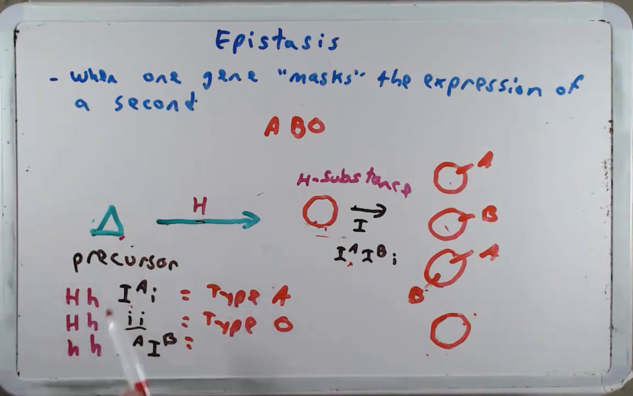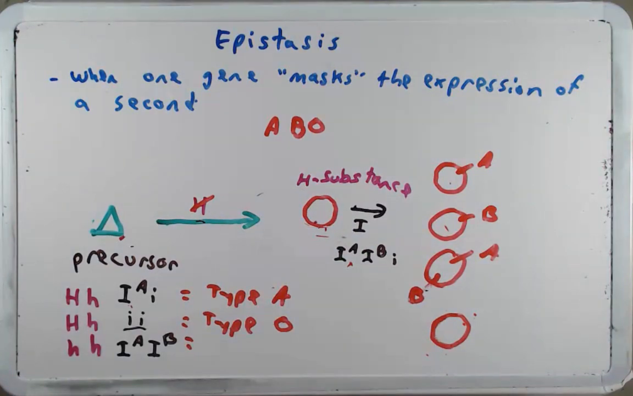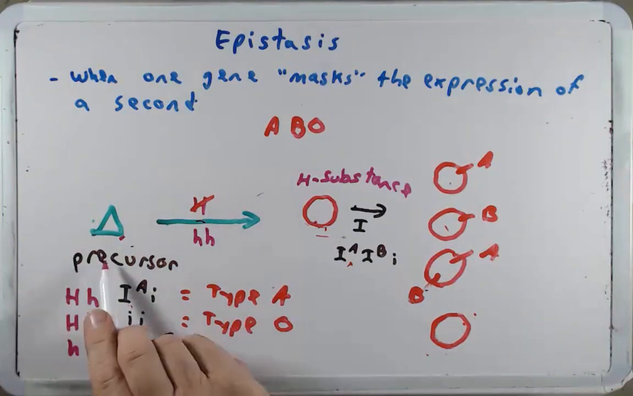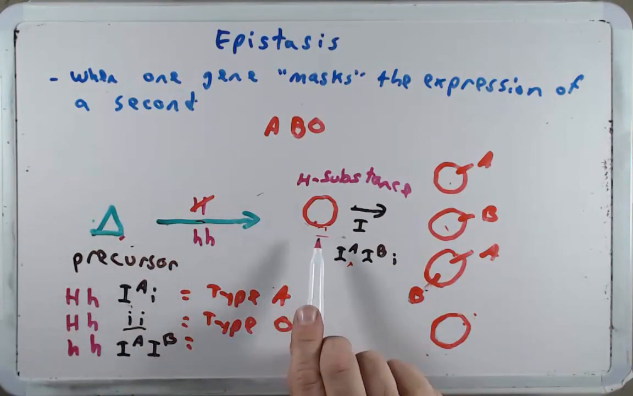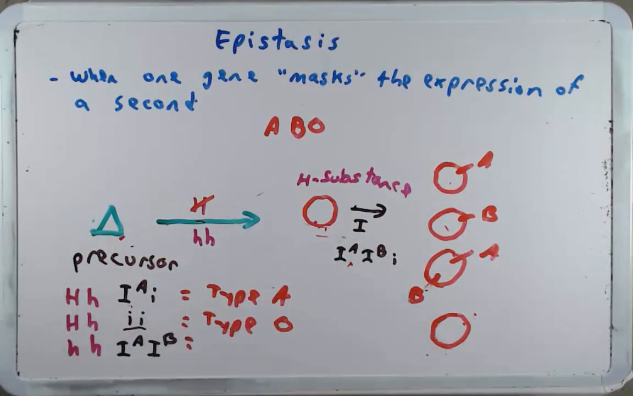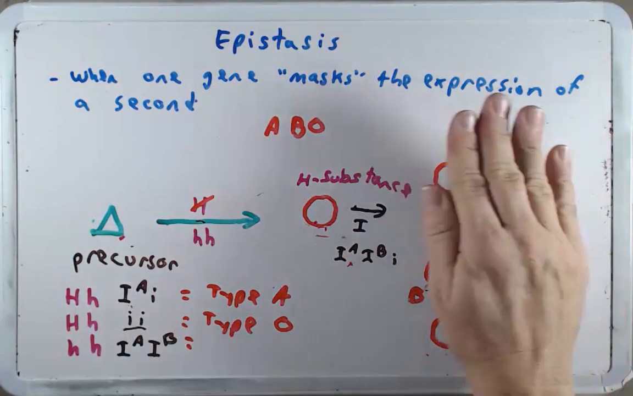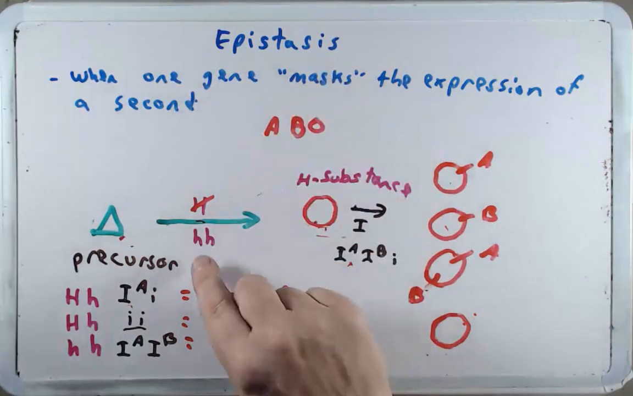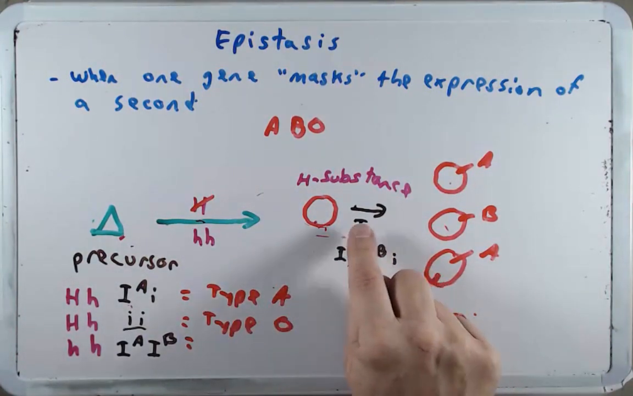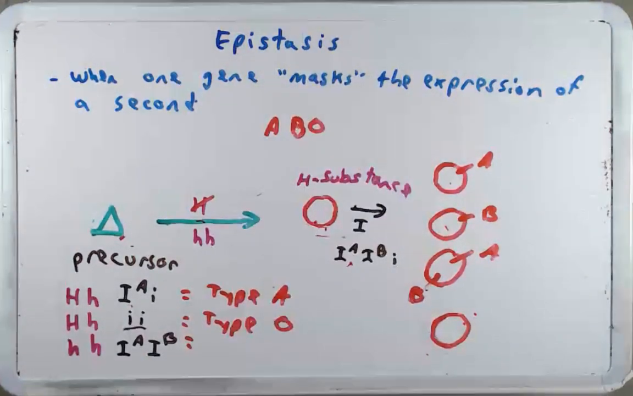Remember, you don't have the big H. And if you don't have the big H because it's gone, right? It's now little h in this example. You can't convert the precursor into the H substance. If you can't convert the precursor into the H substance, the pathway stops here. You don't see anything beyond here, it ends here. H is epistatic to I. H masks the expression of this. If you don't have H, it's done. The pathway's over.